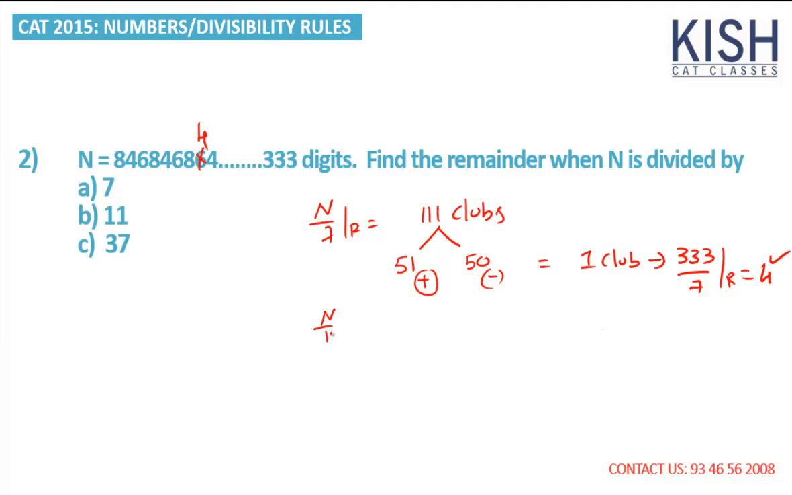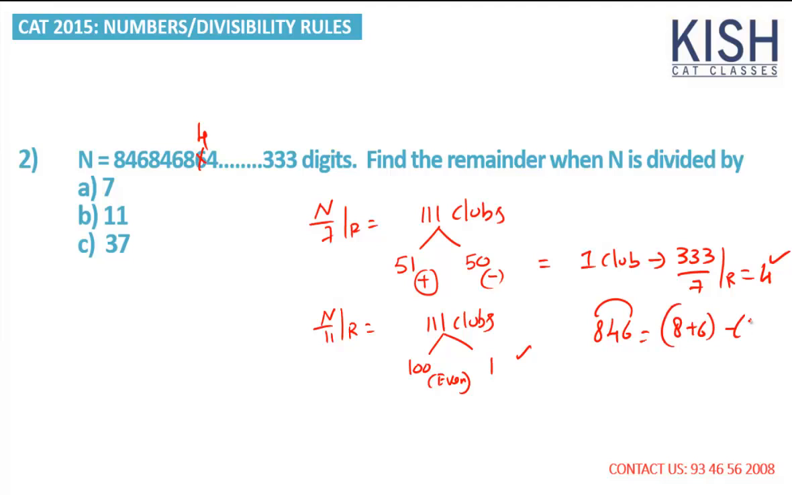Now N divided by 11, we just need to find the remainder. As I told you, the number of clubs is 111, so 100 is even, and just one club, so we can take one club, that is 846. Now that's going to be 8 plus 6 minus 4 divided by 11, that is 14 minus 4 by 11, so that's going to be 10. So 10 is the remainder. That's very easy. So N by 7 also same thing. We can say that 100 is even, so we can cancel, because out of 100 clubs, 50 are going to get plus sign, the remaining 50 will get minus sign.